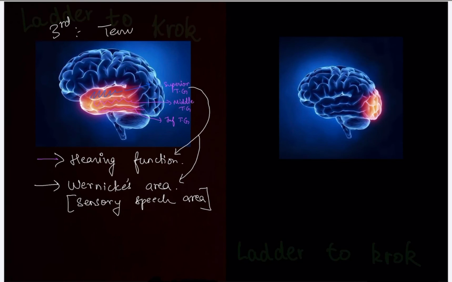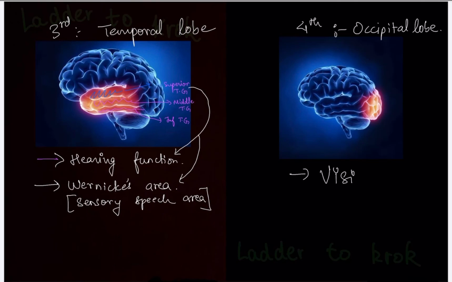Now, this was the third, right? This was temporal lobe. Now, the fourth and the last one, this is the occipital lobe. There's only one function here, that is vision. So vision is by occipital lobe. Forever you have to remember, any problem with the vision, it's always the damage of the occipital lobe. Okay, so that's it for today.